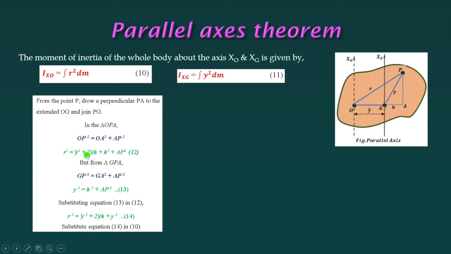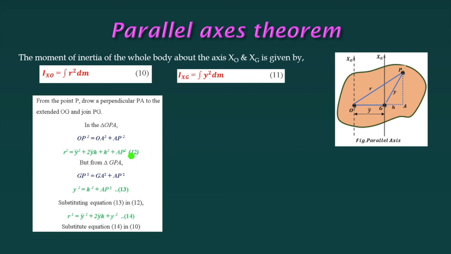Now OP means r, so substitute r. Let's consider OA. The distance between these two parallel axes is y bar, and this distance from G to A is h. So OA square equals this square plus this square, so y bar square plus h square plus 2 y bar h, plus AP square. This is equation 12.